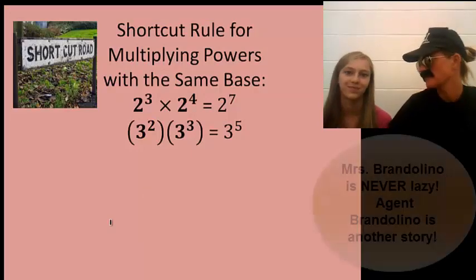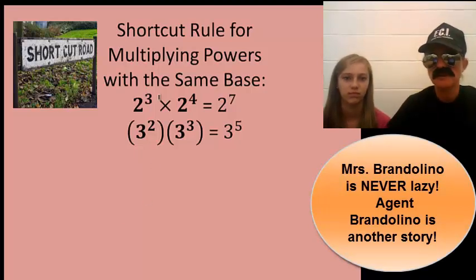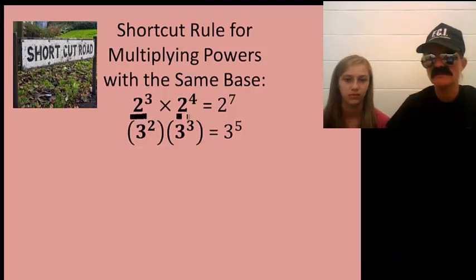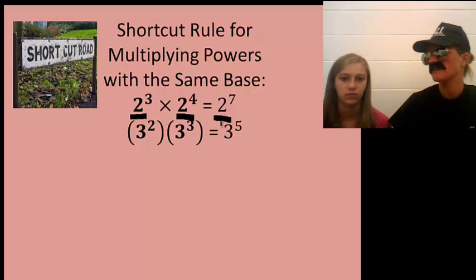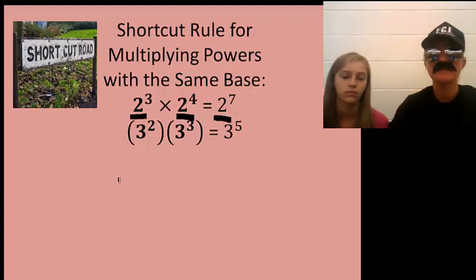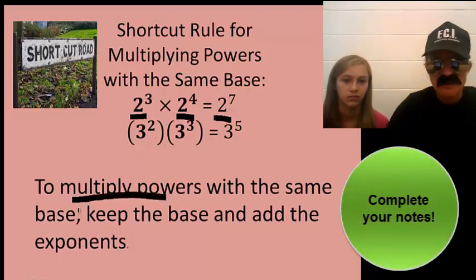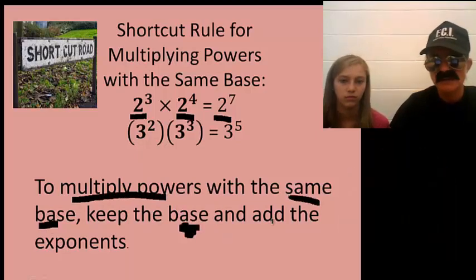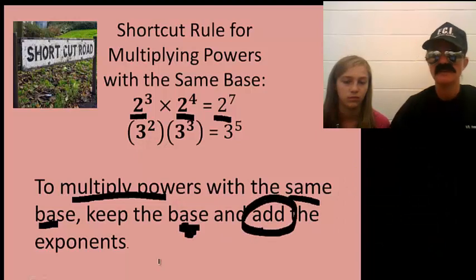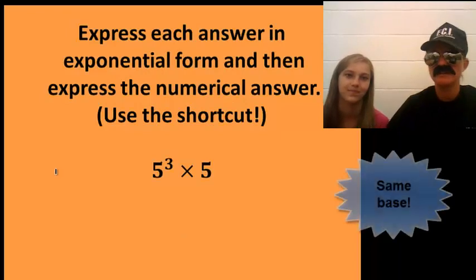Okay? So, a shortcut. I get lazy, especially being an FBI agent. I get tired. So I want to find a shortcut rule for multiplying powers with the same base. If I have 2 to the 3rd times 2 to the 4th, what's a faster way I can get 2 to the 7th? You add the exponents. Everybody, please read this. If you are multiplying powers with the same base, you keep that base and you add the exponents. Don't forget that. Okay, one more time. This is how you're going to write it.